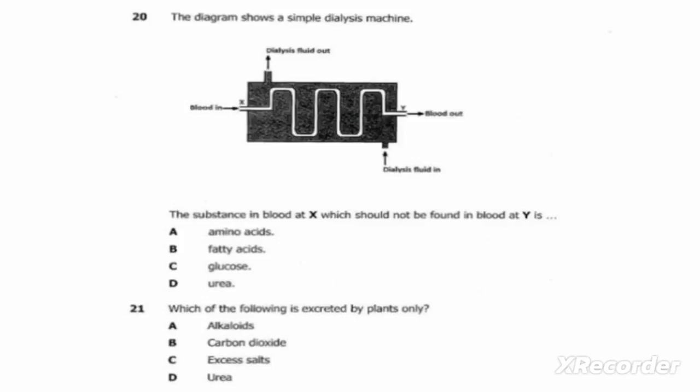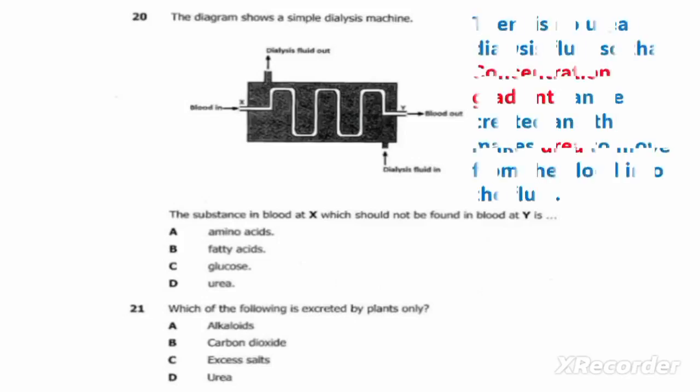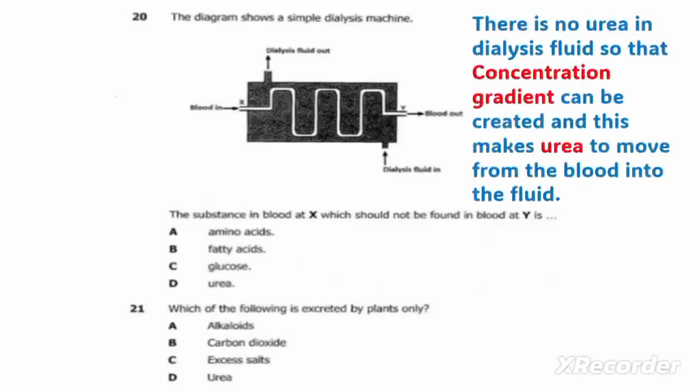We are using the dialysis machine so that we can remove unwanted substances from the blood. So we can see that amino acids are useful nutrients. Fatty acids are useful nutrients. Glucose is a useful nutrient. There is no urea in the dialysis fluid so that a concentration gradient can be created. This makes urea move from the blood into the fluid.